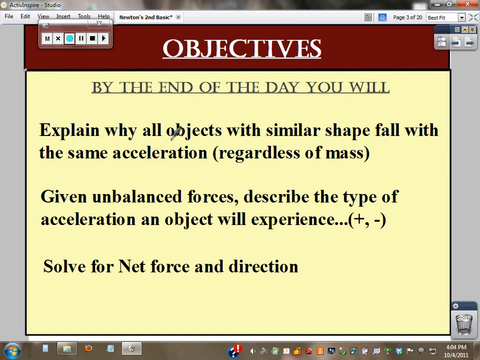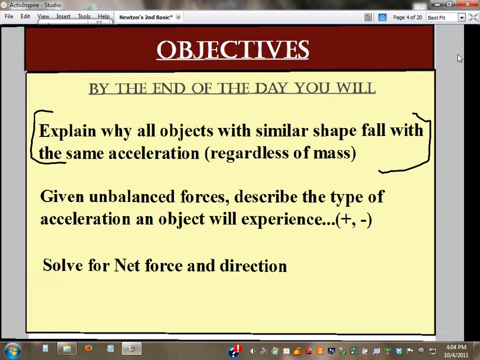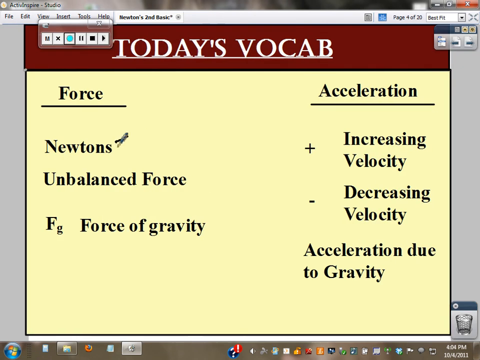Alright, today's objectives. We're not going to quite get to this, but I think this is probably going to be your basic question on the test. Why do all objects with similar shape fall with the same acceleration regardless of mass? Number 2, given unbalanced forces, describe the type of acceleration the object will experience, positive or negative, and solve for the net force and direction. Vocab: newtons, unbalanced forces, force of gravity. Review: positive acceleration means increasing velocity, it's going faster. Negative acceleration means decreasing velocity, and this is acceleration due to gravity.